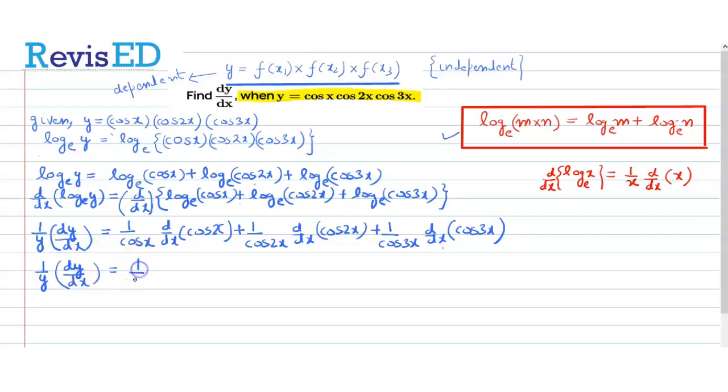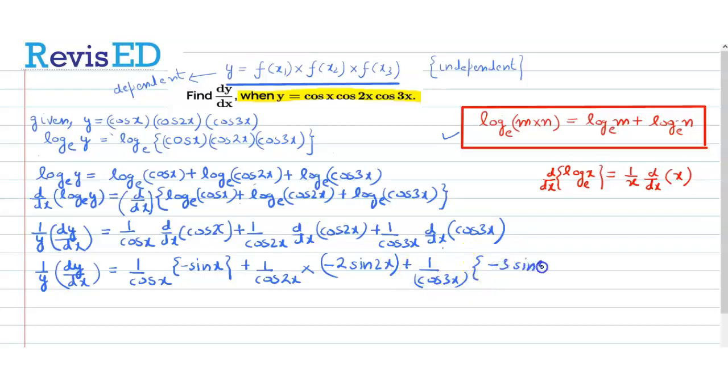This will be equal to: the differentiation of cos x is minus sin x, so 1 by cos x multiplied by minus sin x. In a similar way, 1 by cos 2x multiplied by d by dx of cos 2x, which is minus 2 sin 2x, plus 1 by cos 3x multiplied by the differentiation of cos 3x, which is minus 3 sin 3x.